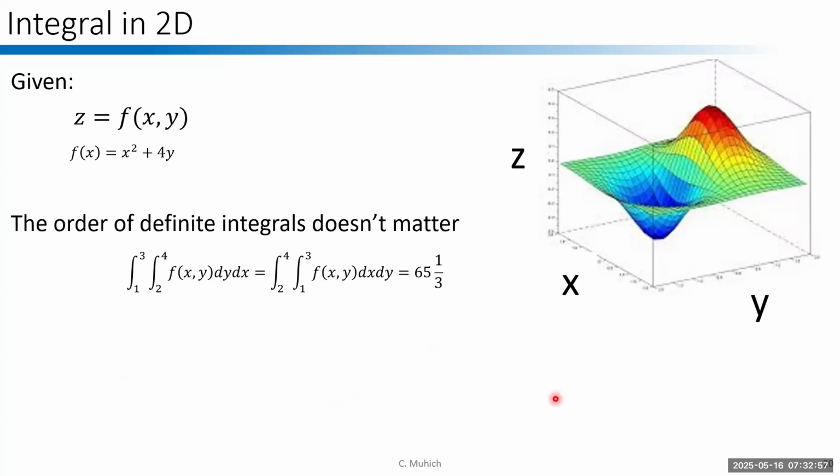So what you'll notice, just like in taking our partial derivatives, the order of taking our definite integral doesn't matter. Whether I do y then x or x then y, I always end up with 65 1/3. Again, be careful, though, as you're switching these back and forth, that you keep the limits associated with the appropriate dimension over which you're integrating.